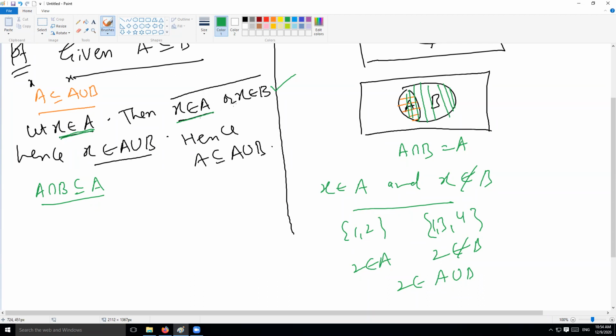Okay, so this is true. Why true? Because one part of it is true. And you picked an element from A and shown that x is also in A union B, so A must be a subset of A union B.